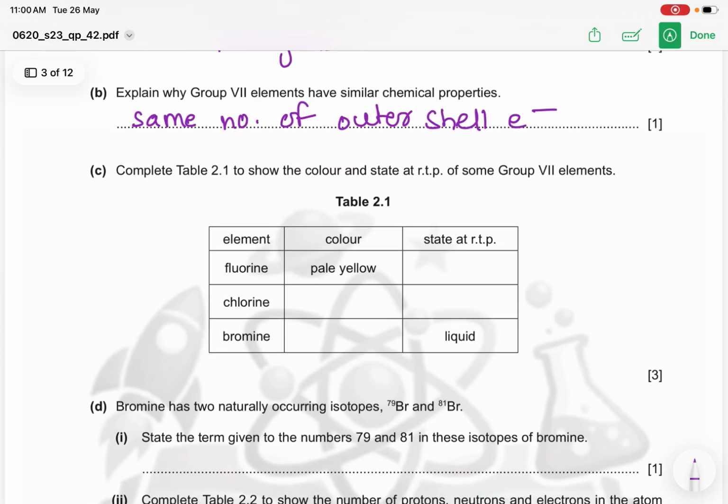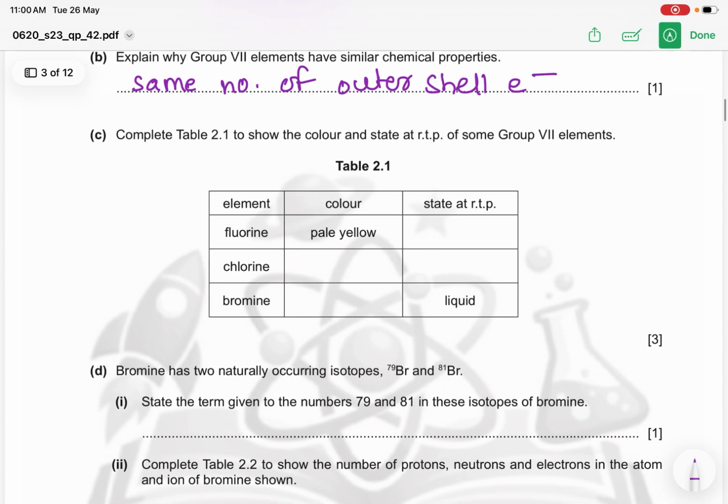Next, C. Complete table 2.1 to show the color and state at room temperature and pressure of some group 7 elements. So, fluorine and chlorine, they both are gas. That is how you can remember. Bromine is the only liquid, and after that, iodine and astatine are solid. Next we have chlorine. So, color of chlorine is pale yellow green, and bromine is reddish brown in color.